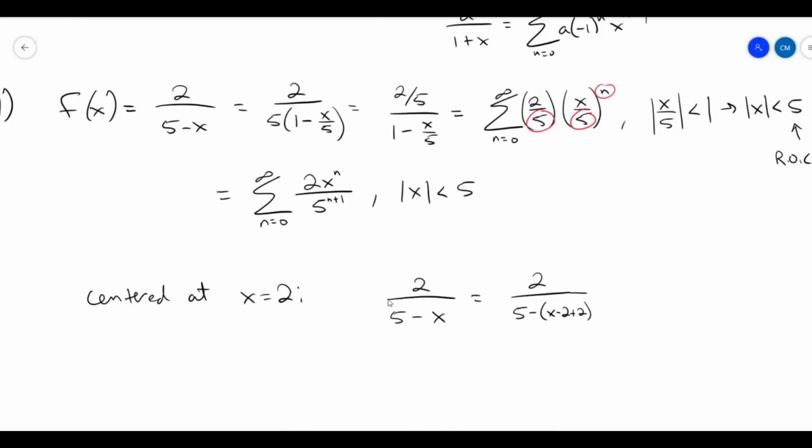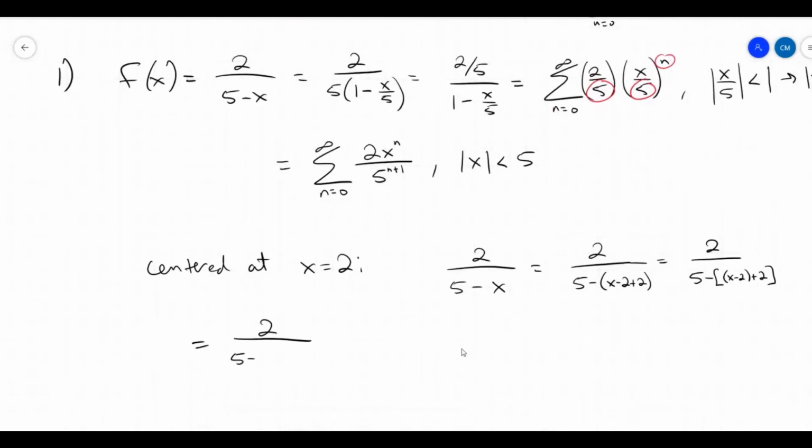Then I can split that up and say, okay, I can make this 5 minus x minus 2 plus 2, and then I can take that negative and distribute it to both of those. Okay, that's the next way to think of this. So I'll do that here.